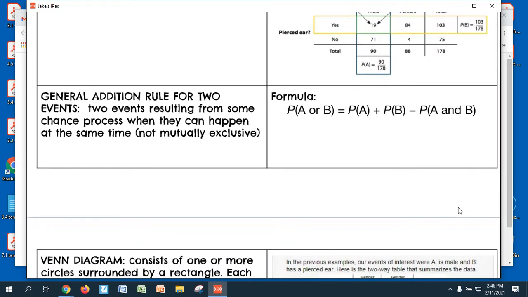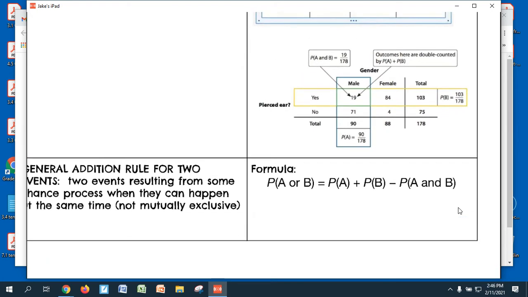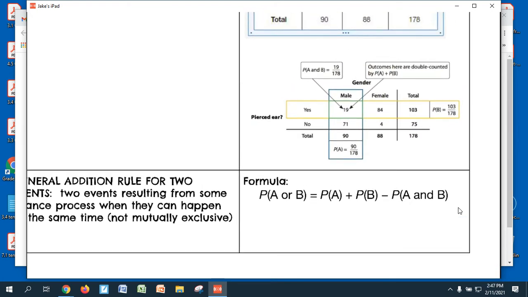Next, we have what's called the general addition rule for two events that can happen at the same time. So if we were asked to find the probability of event A or B happening, like in this case, what's the probability of picking someone at random and that they are male or have pierced ears? What you need to do is find the probability of someone being male plus the probability of someone having pierced ears minus the probability of them being both male and having pierced ears.